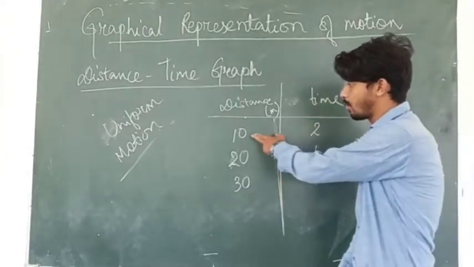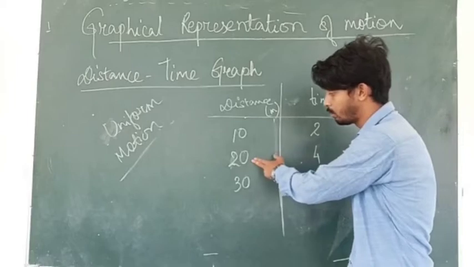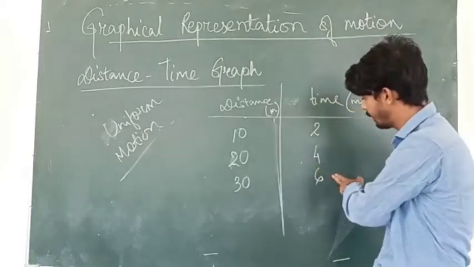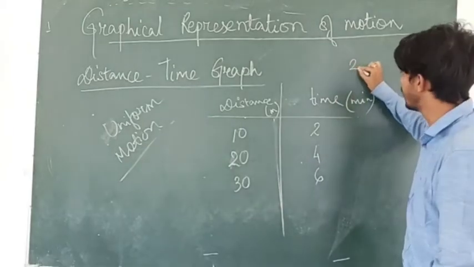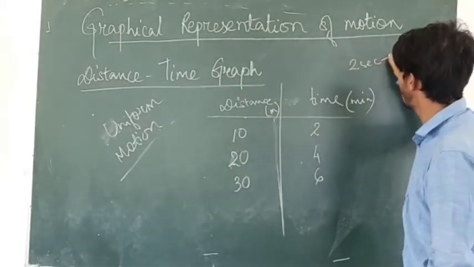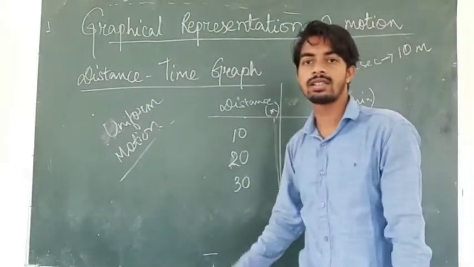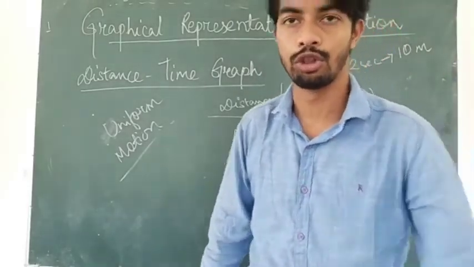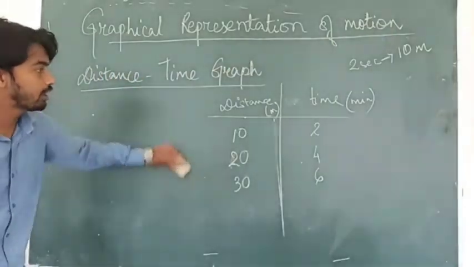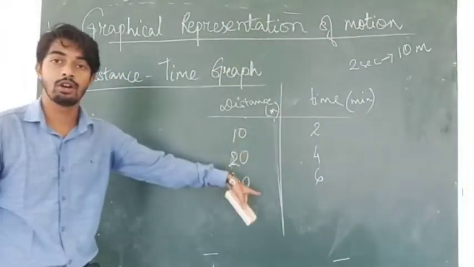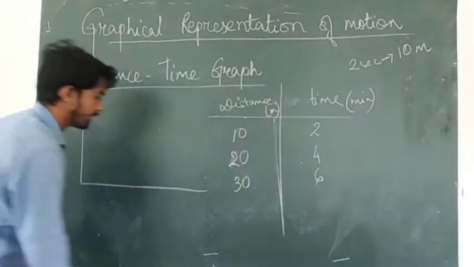For 2 seconds it's going 10 meter, for another 2 seconds, that means totally 4 seconds, it's going totally 20, then for 6 it's going 30. That means with every increase in 2 seconds of time, the object is moving 10 meter. This is simply known as a uniform motion. So if I want to plot a graph using these points, our graph will be like this.